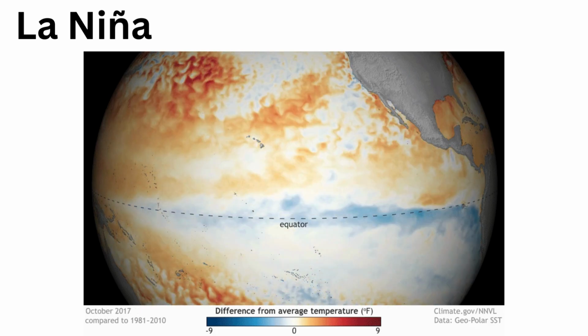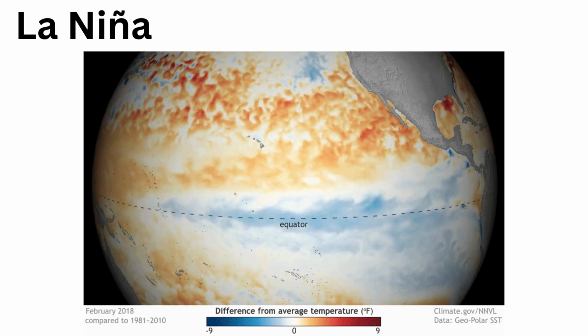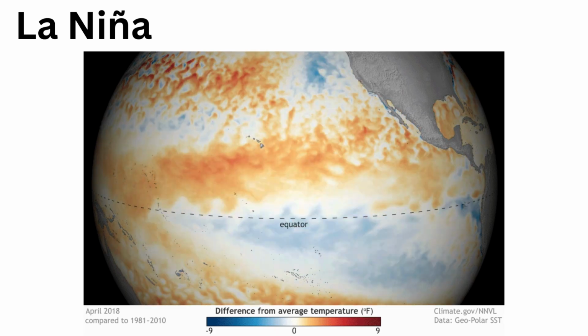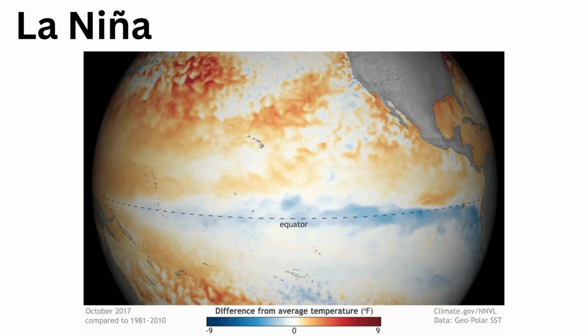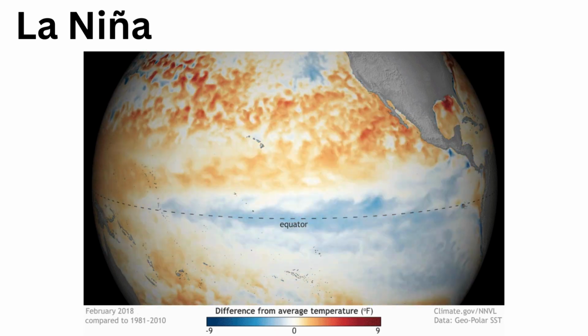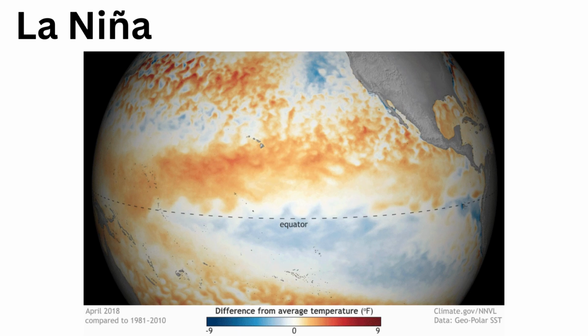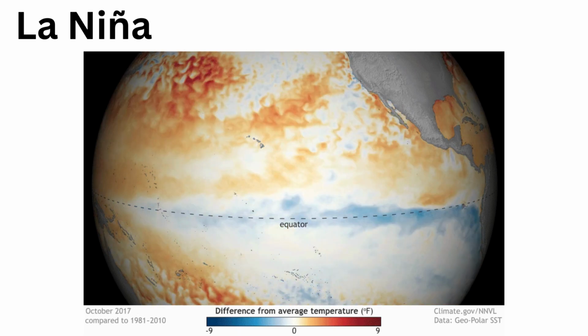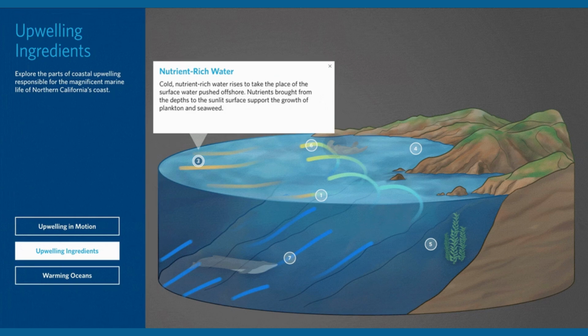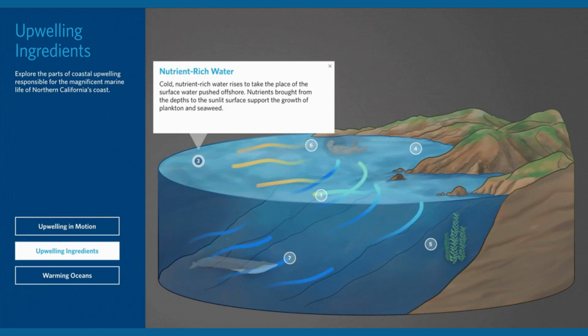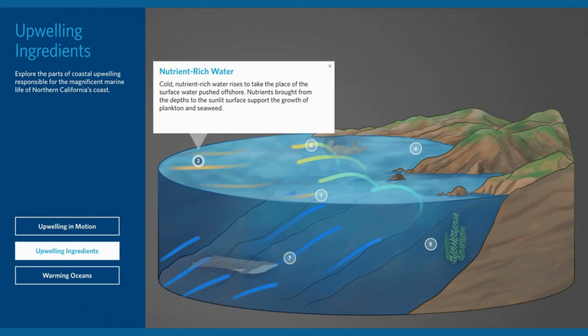On the other side of the seesaw, we have La Niña, the cooler phase of ENSO. During La Niña, the trade winds become even stronger, pushing more warm water than usual towards Indonesia and Australia, while the eastern Pacific gets even colder than usual. Now in this case, stronger trade winds mean stronger upwelling off the coast of South America, bringing even more cold, nutrient-rich water to the surface.